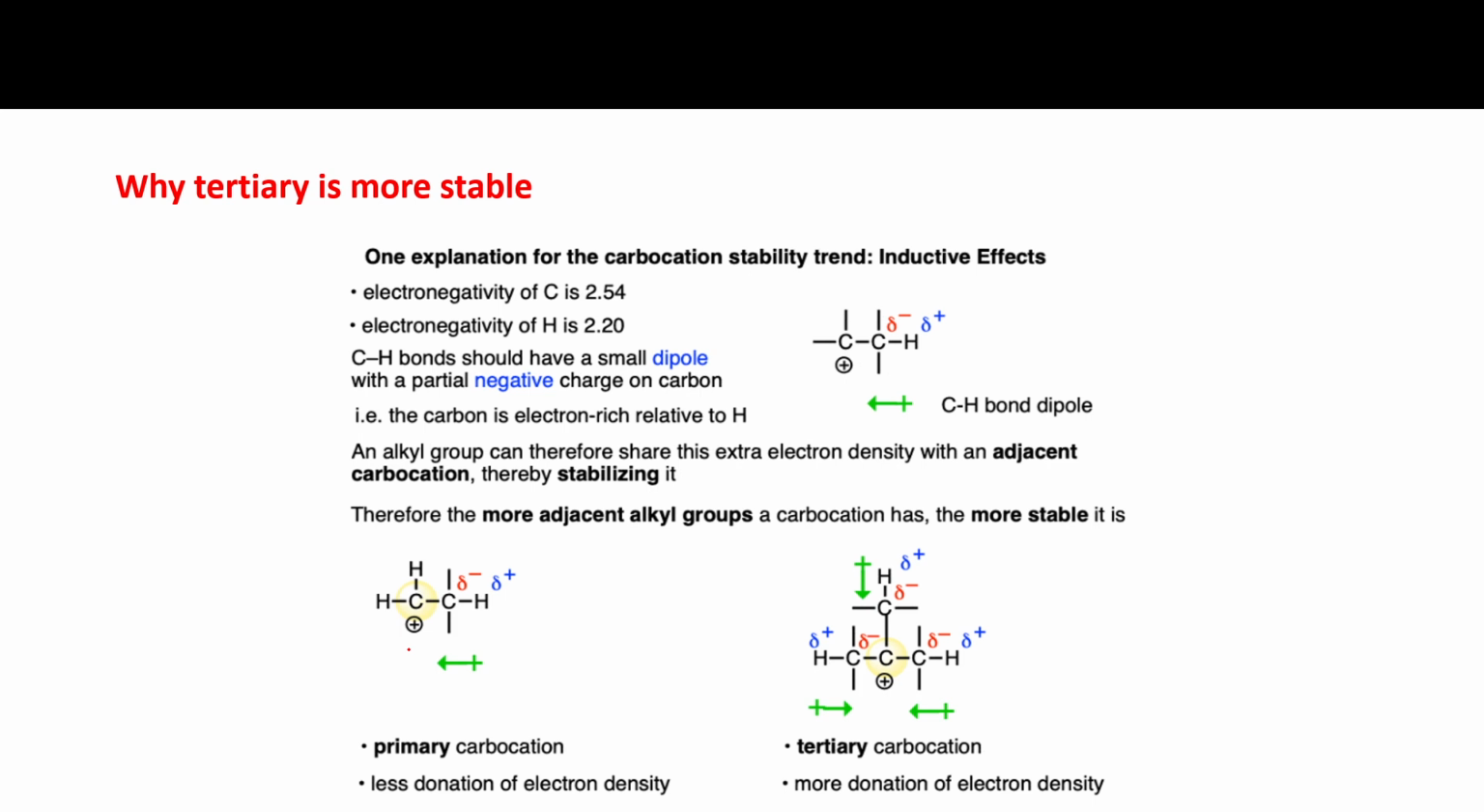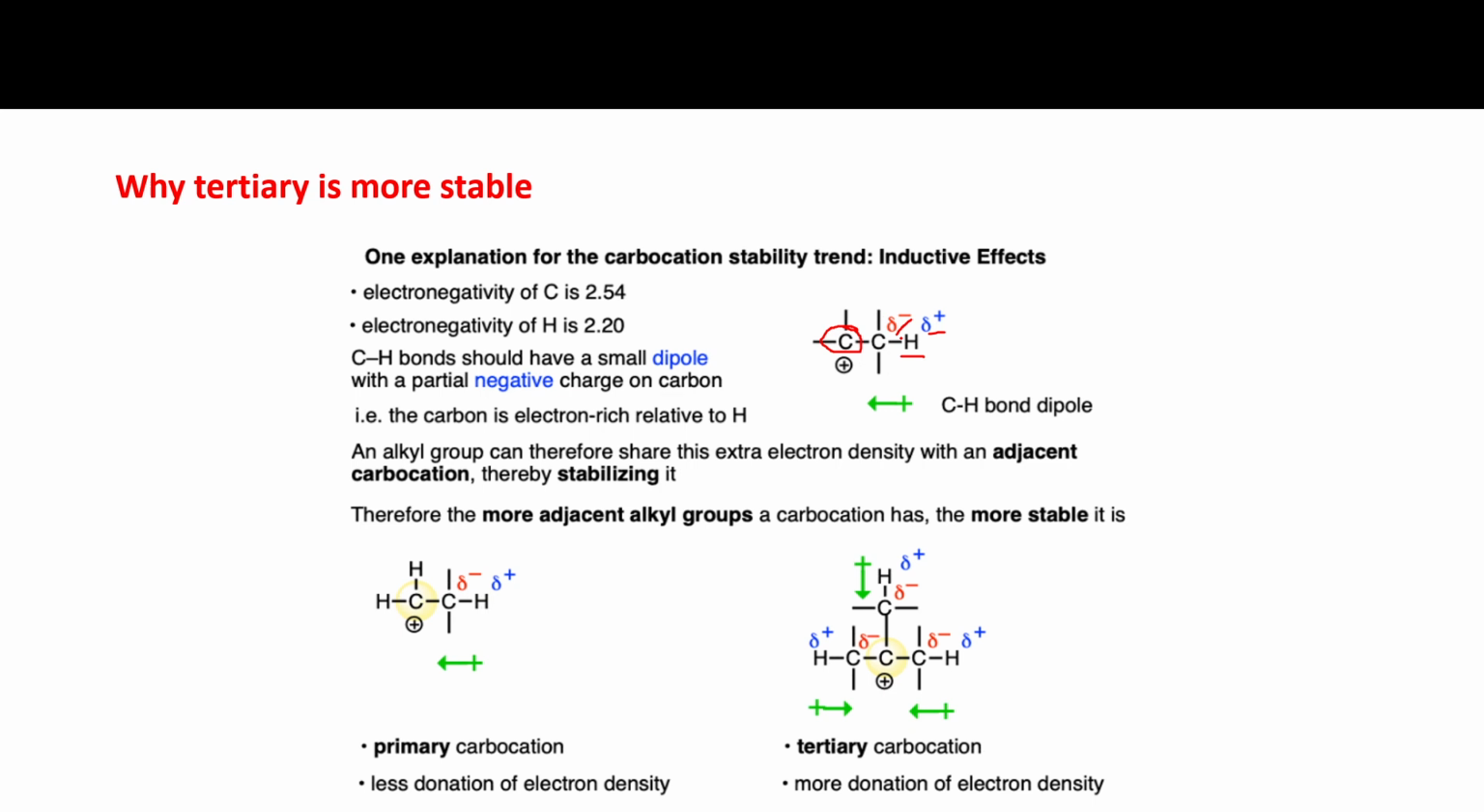Now the question is why the tertiary is more stable. From the reaction coordinate we showed that tertiary is more stable, but from the molecular point of view, how is this tertiary carbocation stable? When you have the carbocation formed, like this is your carbocation, there will be some methyl groups present. As you know, the hydrogen has the delta positive charge and the carbon has the delta negative charge.